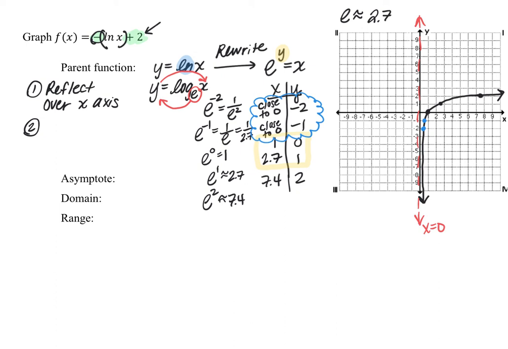Therefore, it's impacting the y values, and our y values are going to become 2 units larger, which is going to shift our graph up 2. So I'll go ahead and do this in 2 steps. My first step is going to be my reflection. I'm going to do that in blue for you.